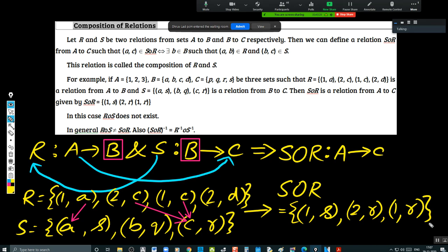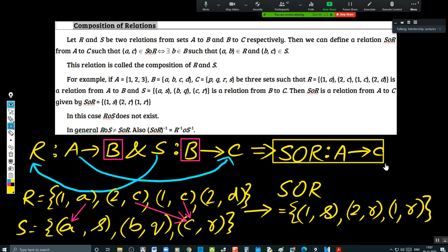Okay. Now you ask me any doubts in this part. Sir, it's just a relation from A to C, no? We got there. Correct. Yes, sir, it's a relation. It is called composition. Now, this S circle R maps A to C exists. It doesn't mean that R circle S also always exists. It need not be. Okay.